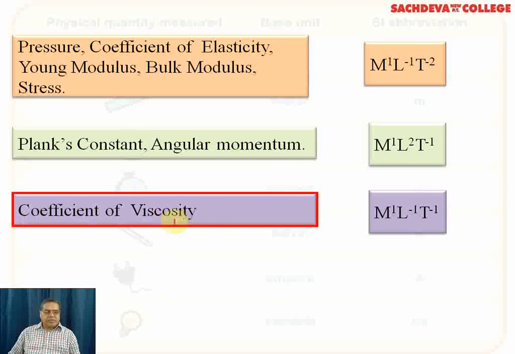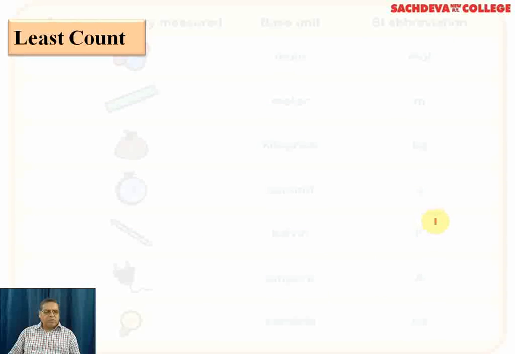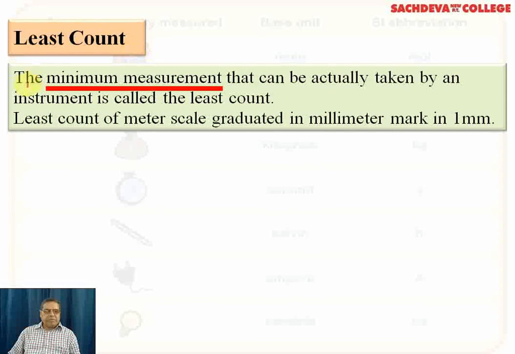Next is coefficient of viscosity. Viscosity means the friction between the molecules of liquid and the surface on which those molecules exist. So the coefficient of viscosity is given by M^1 L^-1 T^-1. Then comes the least count. Least count means the smallest length between the 2 points. So the minimum measurement that can actually be taken by an instrument is called the least count.